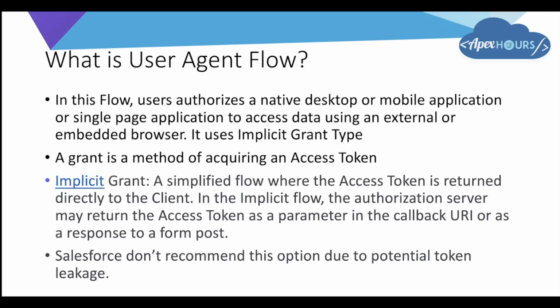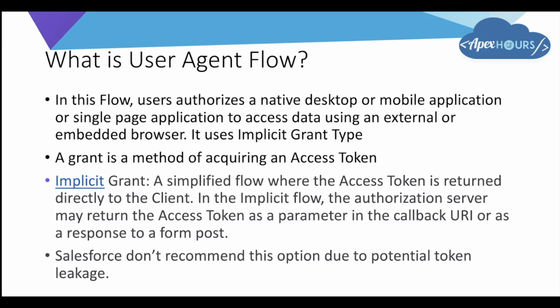When you have an application downloaded locally on your system, that's called a native desktop application, or you have a mobile application on your mobile, or a single page application, for example Netflix, where it dynamically renders to the user based on user interaction and dynamically gets the data from a server. That is a single page application. When we don't want these kinds of applications to store a client secret in them, then we go with the user agent flow. So it uses the implicit grant type.